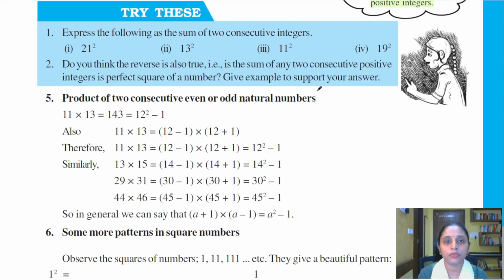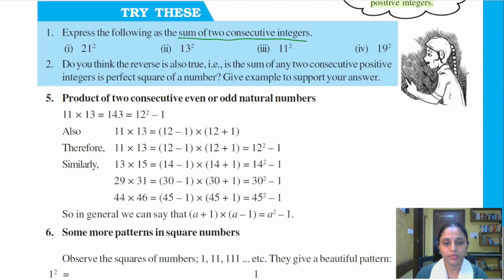So, these questions are based on this. Express the following as sum of two consecutive integers. Whenever they ask you to express a sum of two consecutive integers, obviously they will be giving odd perfect squares. Here you can see that 21 square is given to us. And how will you do that? First, I'm going to find out 21 square, then add 1 to it and divide it by 2, right?